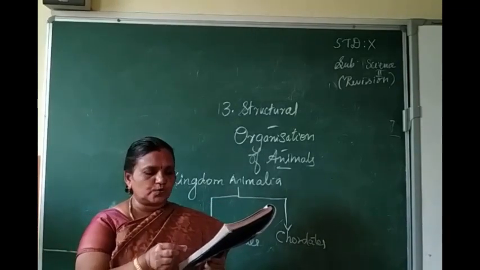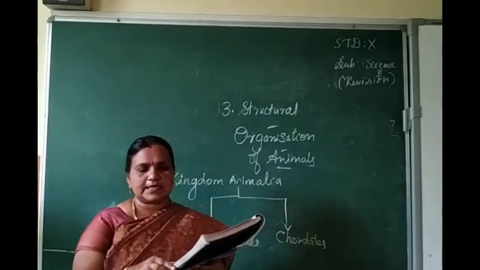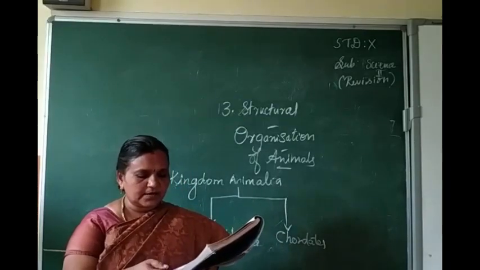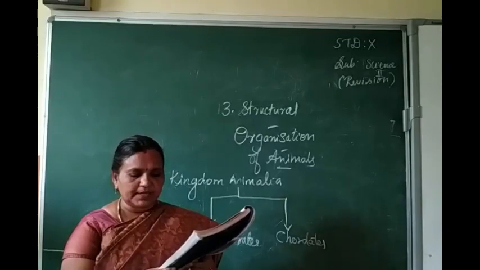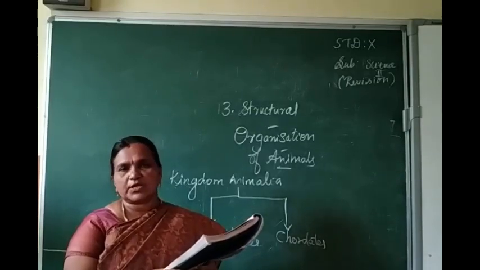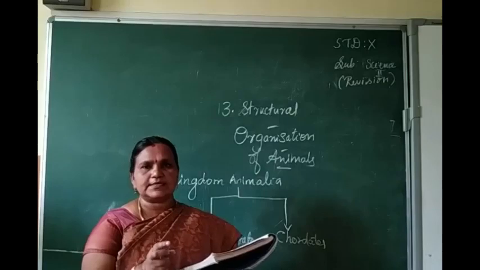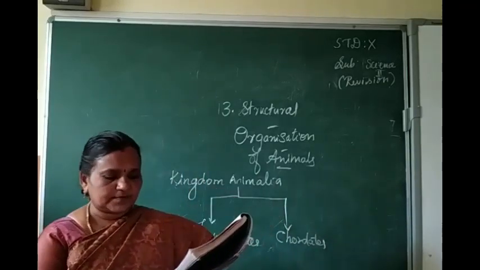phylum Chordata and the class Mammalia. From these 2 groups, the animals are taken as examples and explained here. Then what are the characters of mammals? Mammary gland in the females. It is the most striking feature of mammals. So the important character is mammary glands.